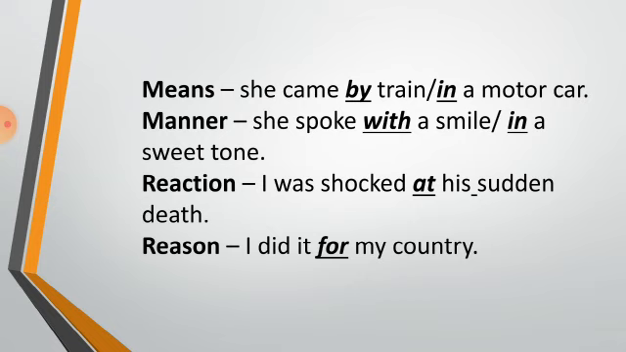I was shocked at his sudden death. At is basically showing the sudden reaction of that person. Reason: I did it for my country. For is a preposition, and here we are using for to show the reason.